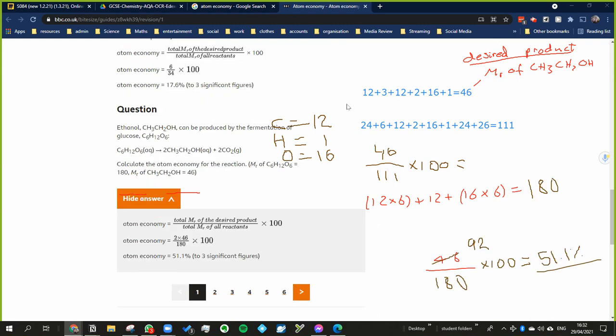So we've added up the mass numbers of the product that we're trying to get, and then you've got to remember to multiply it by 2, because there are 2 moles of those being produced. That's written here. And then you divide it by the reactant mass, which we worked out here, 180. 92 divided by 180, then you turn it into a percentage by multiplying it by 100, 51.1%. Okay.